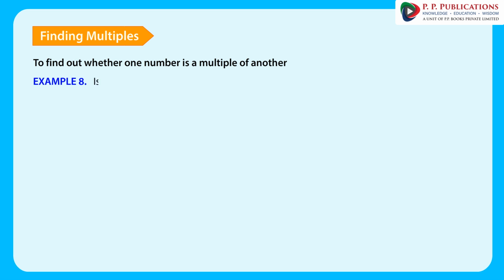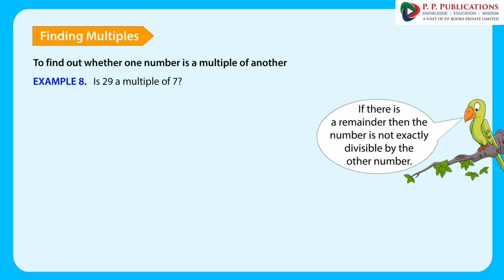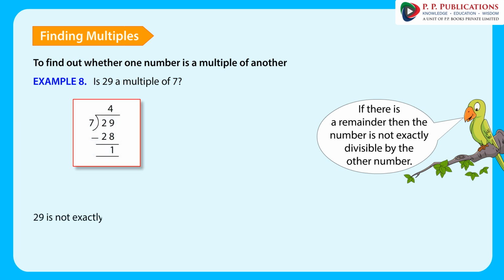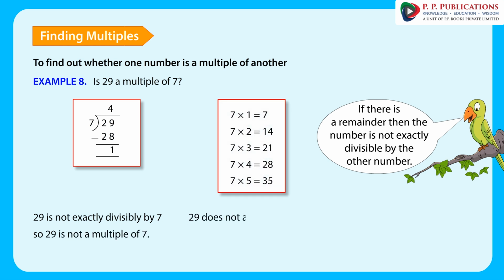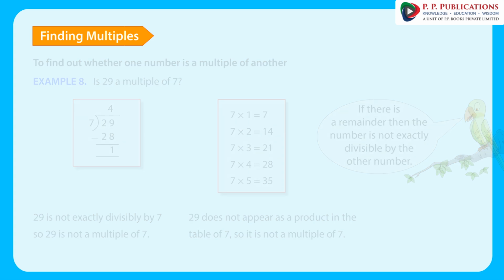Example 8. Is 29 a multiple of 7? If there is a remainder, then the number is not exactly divisible by the other number. 29 is not exactly divisible by 7. So, 29 is not a multiple of 7. 29 does not appear as the product in the table of 7. So, it is not a multiple of 7.